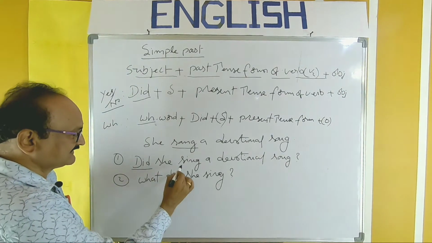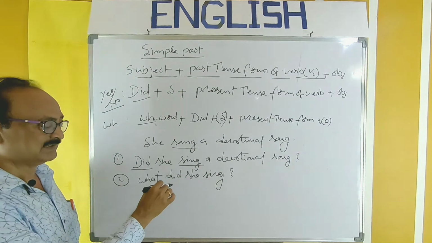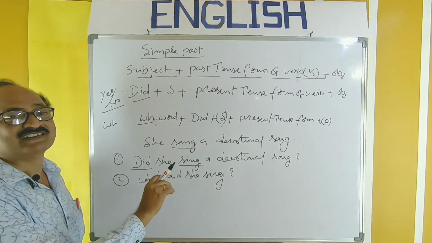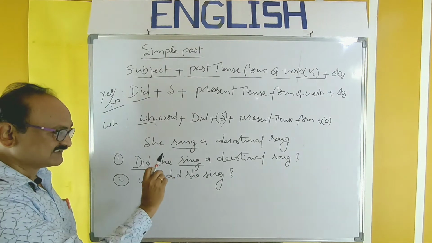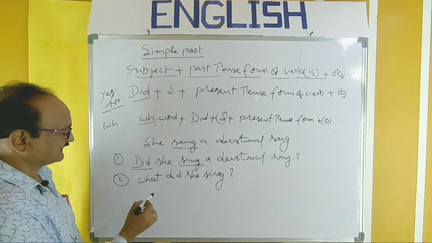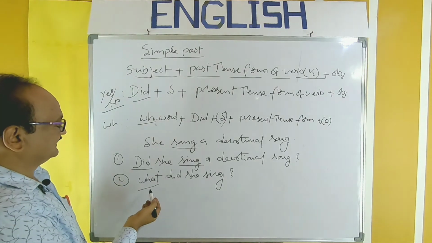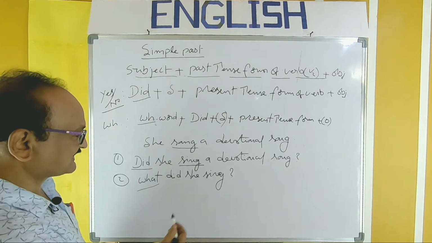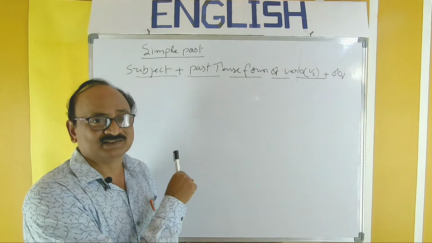Remember, did and the present tense form. Often people make a mistake here. Did she sang? Wrong. Did she went? Wrong. So, did she go? Did she sing? Did she write? Something like that. And here you can use the WH word as per the requirement. What did she sing?